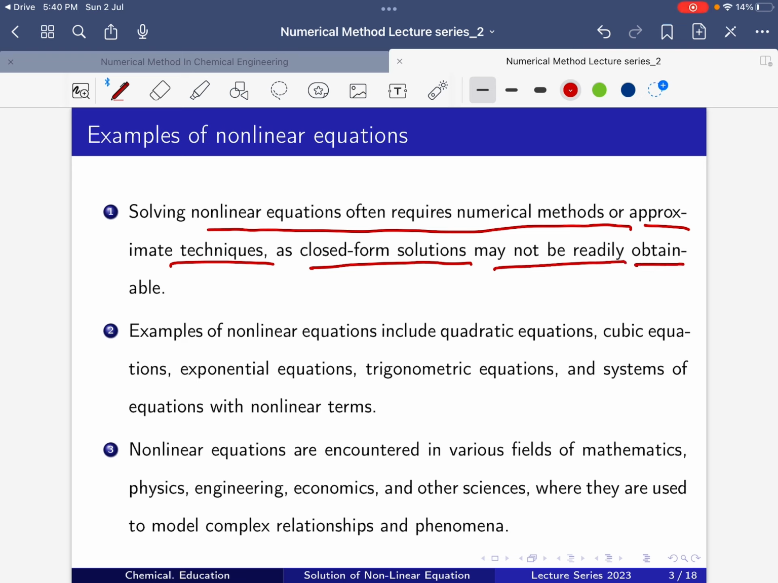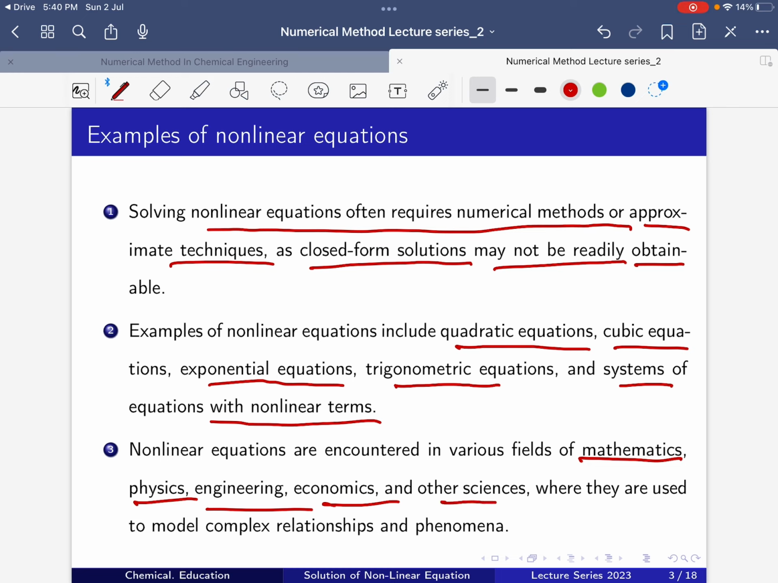Now, examples of nonlinear equations include quadratic equations, cubic equations, exponential equations, trigonometric equations, and systems of equations with nonlinear terms. Nonlinear equations are encountered in various fields of mathematics, physics, engineering, economics, and other sciences, where they are used to model complex relationships and phenomena.